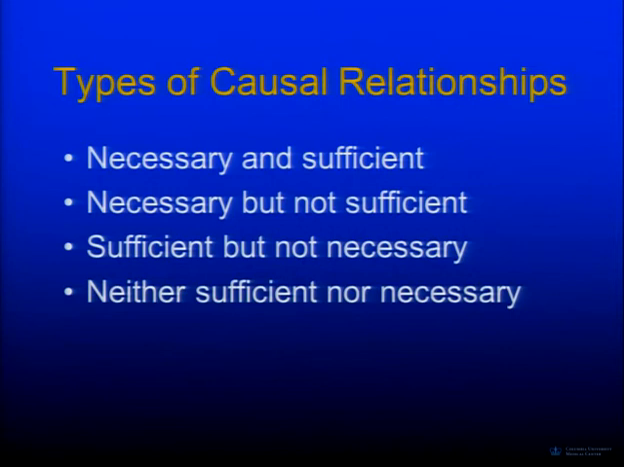So we can think about different types of causal relationships, and I'm just going to go through some examples to show you these categories. It can be a necessary and sufficient relationship. It could be necessary but not sufficient, sufficient but not necessary, or neither sufficient nor necessary. And when I go through the examples, you'll realize that in real life, this is pretty much what we're dealing with. We're not so lucky to have one thing cause disease.